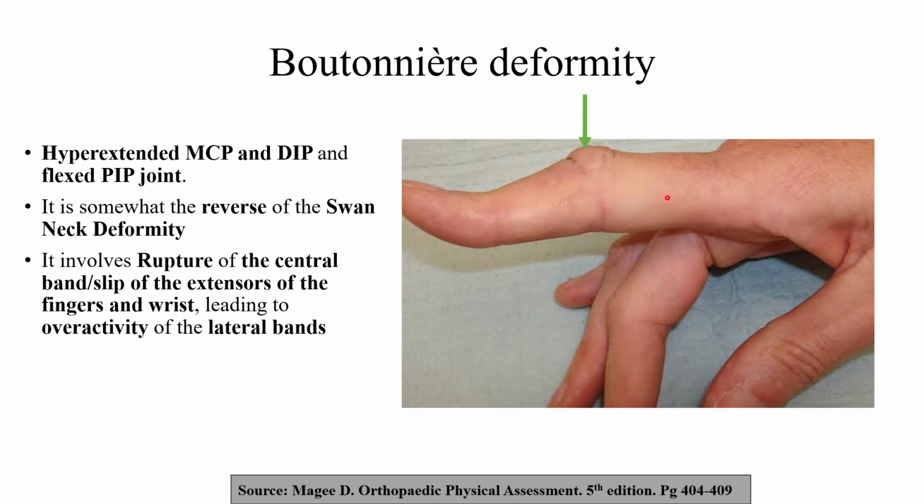It basically occurs because there's a rupture of the central band or slip, where the extensor tendons insert. If there's a rupture of this, the lateral bands overact and pull the finger into this particular deformity. Usually in the advanced stages of rheumatoid arthritis, it is visible in the fingers.